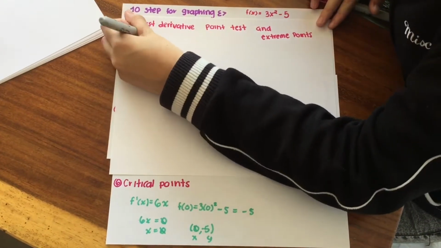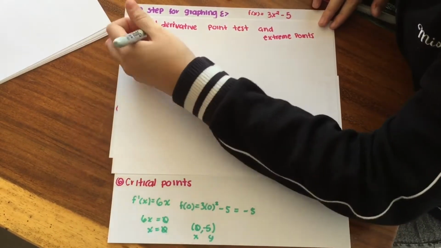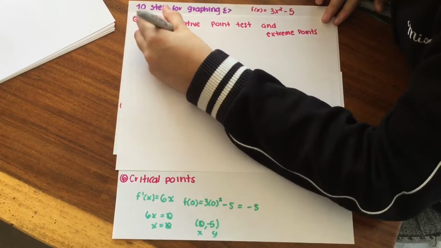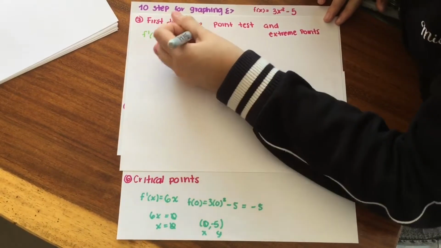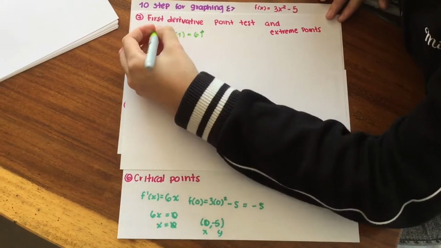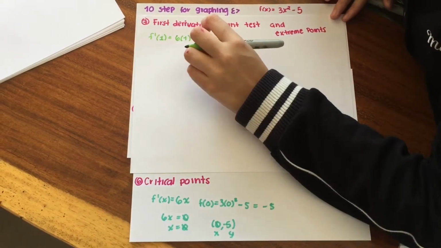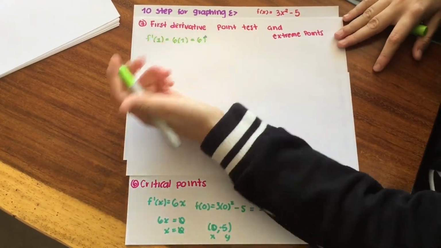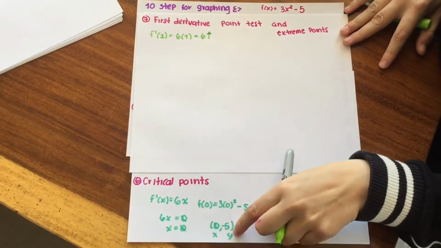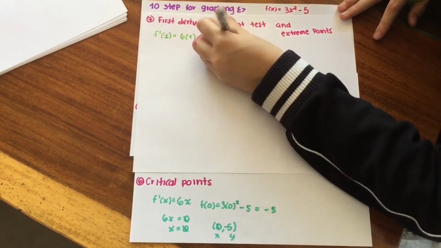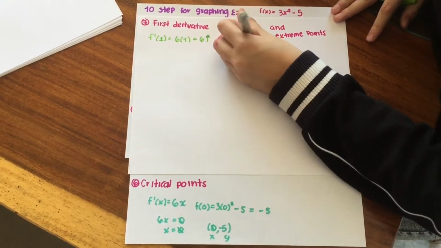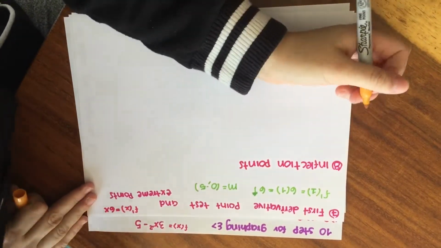So f prime of 1, that is an easy number, is equal to 6 times 1, equal to 6. This is positive, so the graph at point number 1 will go upward, okay? Then we can see that our point is a minimum. Minimum, it's (0, -5).